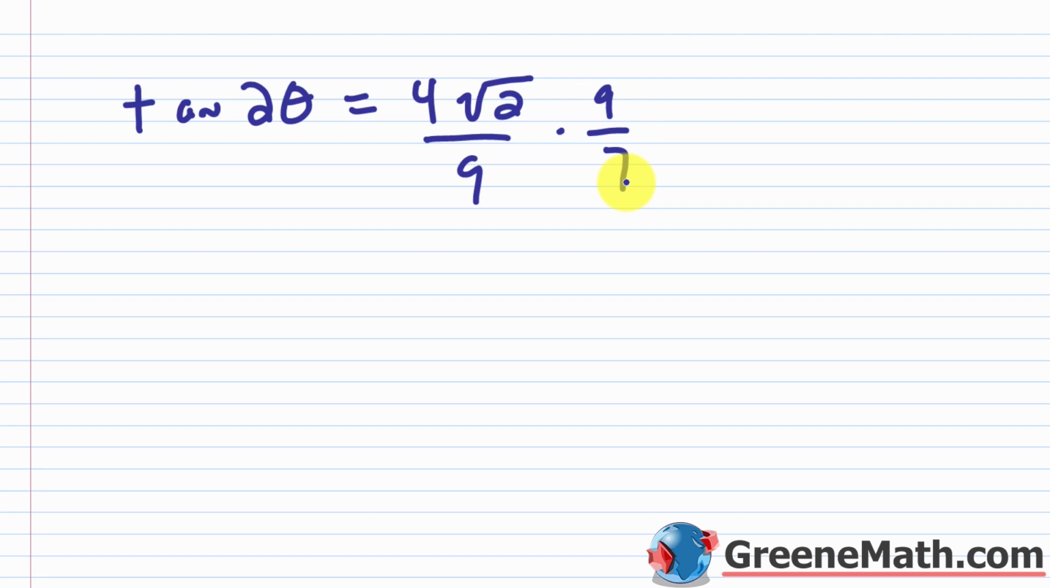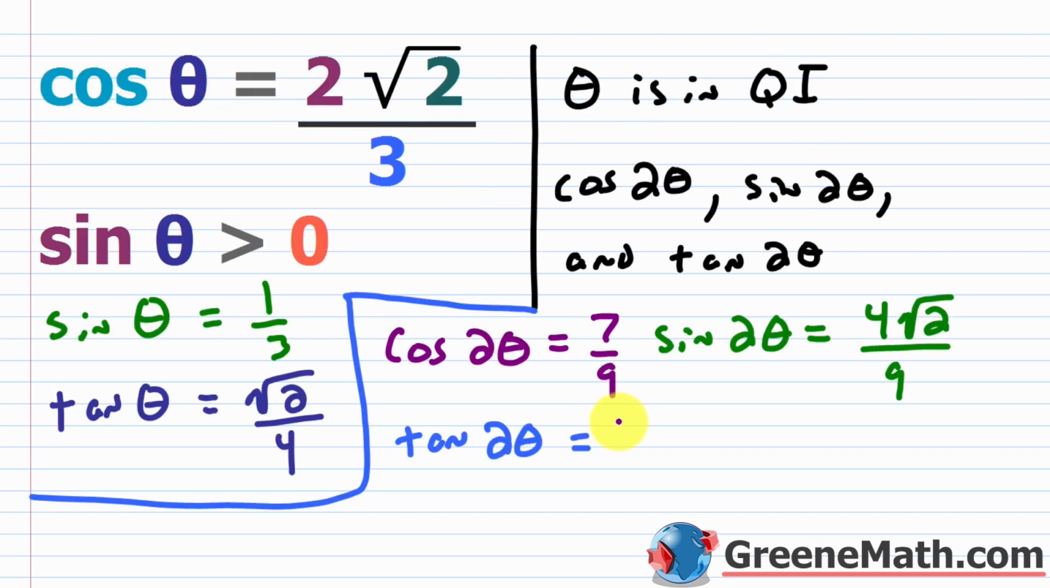Again, I'm flipping that because if you're dividing fractions, you take the first fraction, multiply by the reciprocal of the second. So this is going to cancel. We're going to be left with 4 times square root of 2 over 7. So that's the quickest way. That's the way you probably want to do this. So let's come back up here. So 4 times square root of 2 over 7.